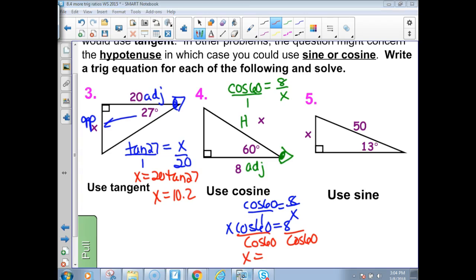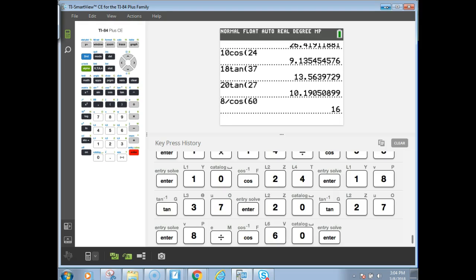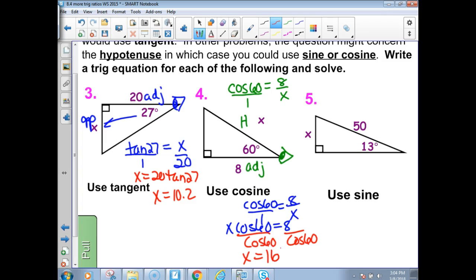So 8 divided by cosine 60, and I got 16. It's actually a 30, 60, 90. We could have figured it out another way, but it definitely doesn't look to scale.